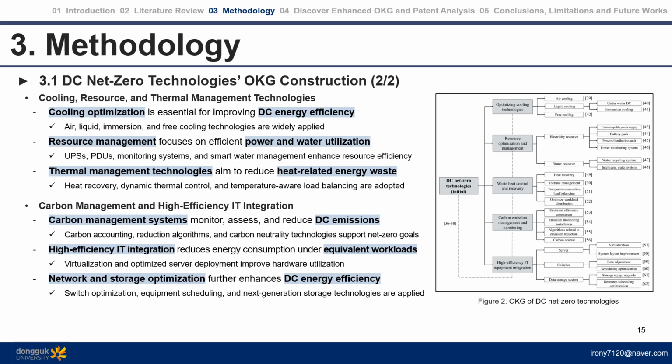Cooling optimization is essential for improving DC energy efficiency. Resource management focuses on efficient power and water utilization. Thermal management technologies aim to reduce heat-related energy waste. Carbon management systems monitor, assess, and reduce DC emissions. High-efficiency IT integration reduces energy consumption under equivalent workloads. Network and storage optimization further enhance DC energy efficiency.